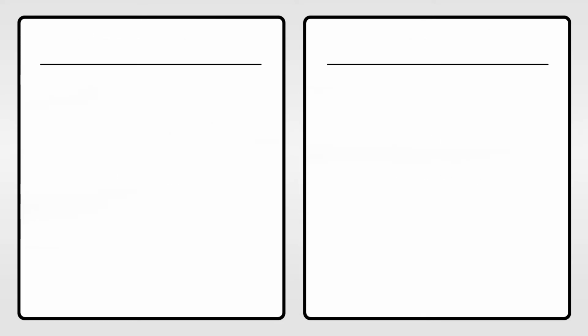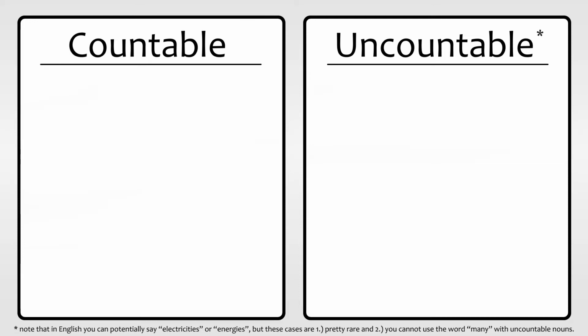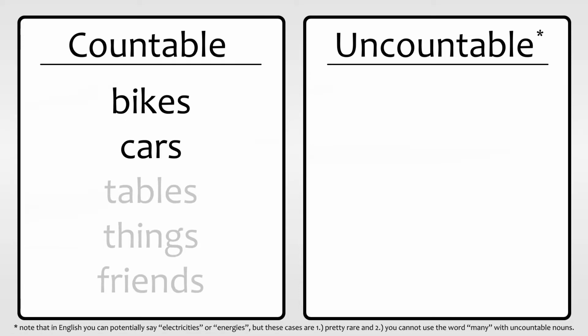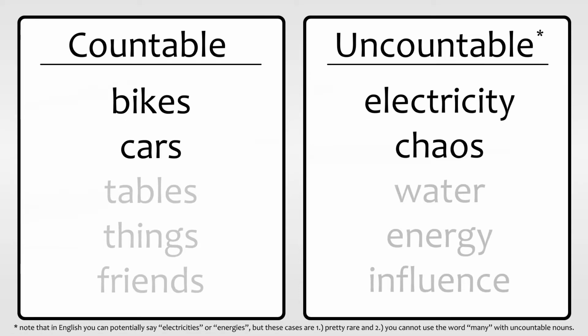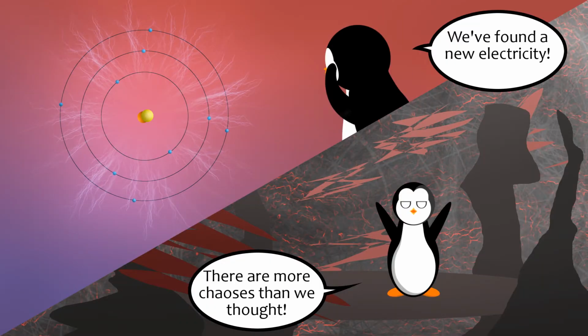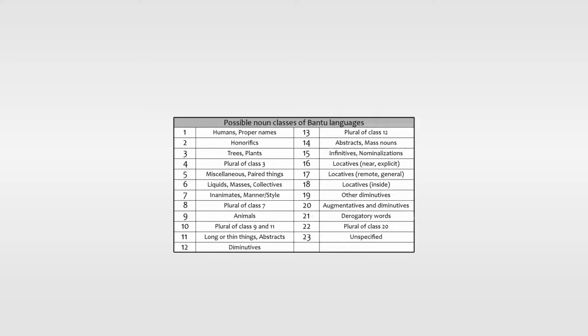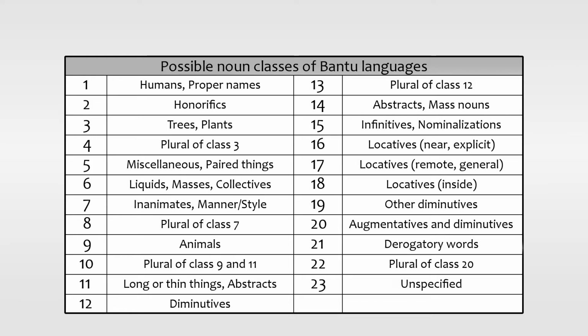English also makes use of a noun class system. Every noun in the language is either countable or uncountable. You can have 2 bikes and 3 cars, but not 2 electricities and 3 chaoses. Now this is nothing compared to the Bantu family, where languages can have up to 23 noun classes. Take Zulu, for example. Zulu has 14 of them.